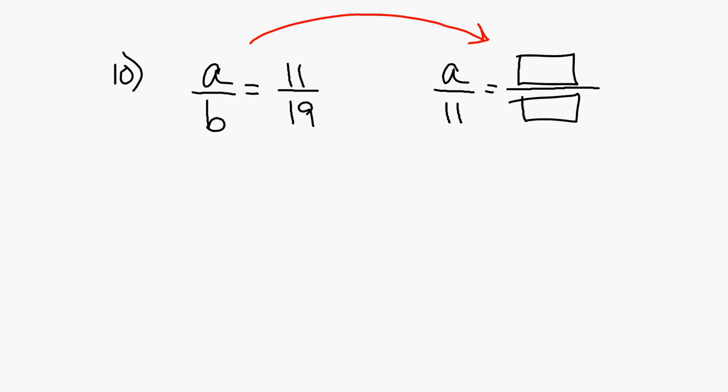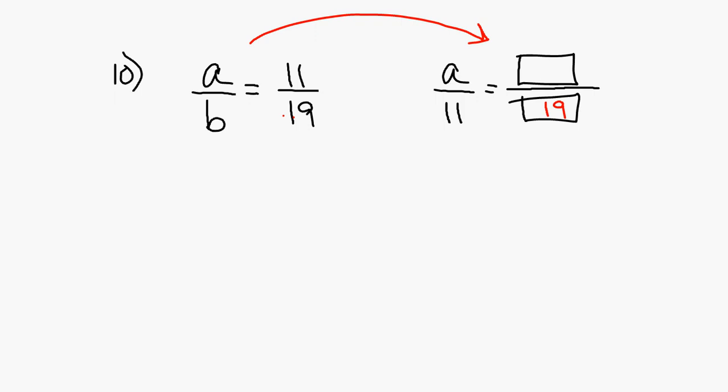Don't they got to just switch the B and the 11? Because crisscross products are equal to each other, right? So the A times the 19 has to be A times 19 or 19 times A. So the A stayed in its current position, so the 19 has to stay in its current position. B times 11 has to equal 11 times B.